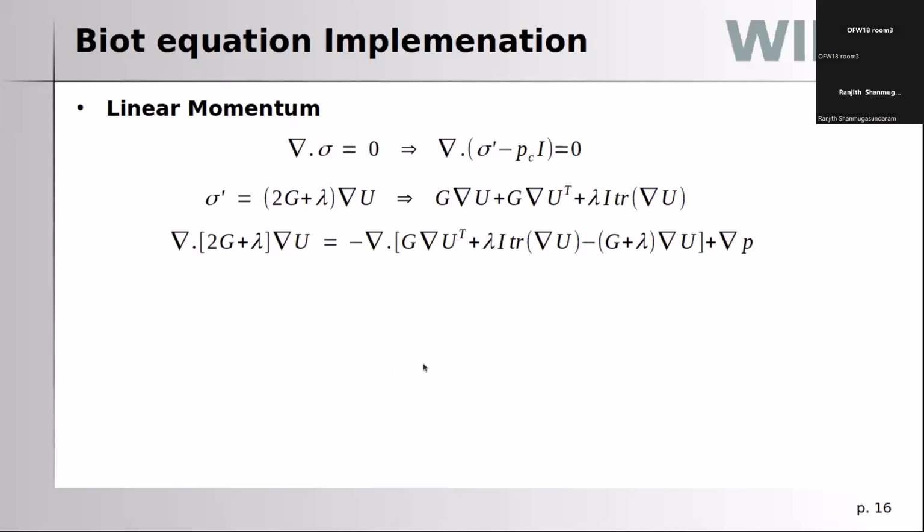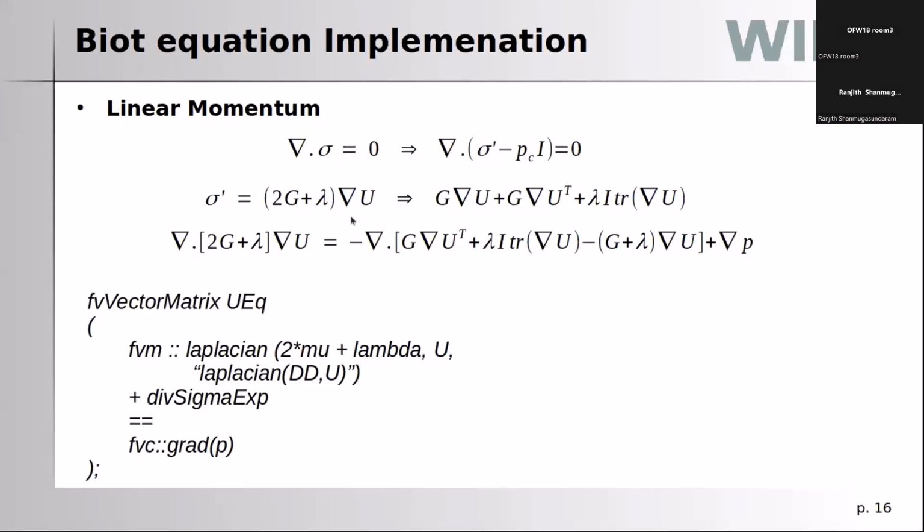The next one is the linear momentum equation. In that, we have the stresses. The divergence of stress is 0, and sigma prime is the effective stress. We need to separate the pore pressure because it contributes together with the normal stress. These are the equations for the stresses that we use. It is proportional to the strain, and we can implement it in OpenFOAM using the code shown over here.